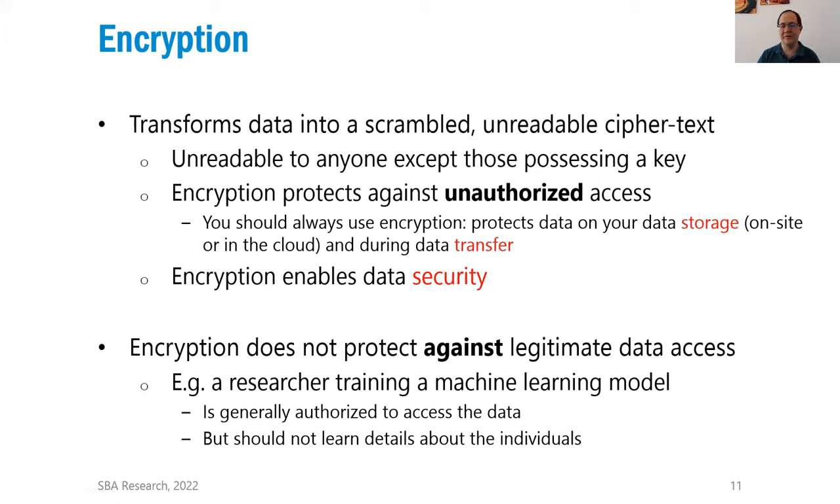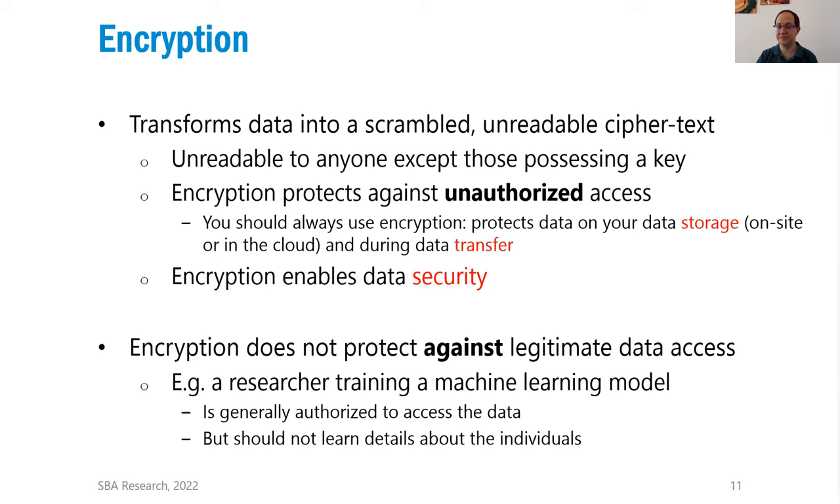I want to first also clarify a few other terms that maybe are considered privacy preserving techniques and maybe mentioned in some contexts. One thing would be encryption. Basically, encryption means that you transform your data into some scrambled, unreadable, encrypted ciphertext, which means that nobody that does not have the correct key can decrypt and therefore read the data. And basic encryption, you could see as a means to enable data security, but not necessarily privacy, because encryption protects against unauthorized access.